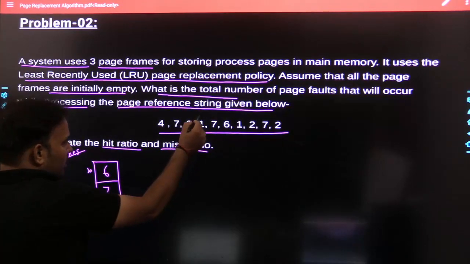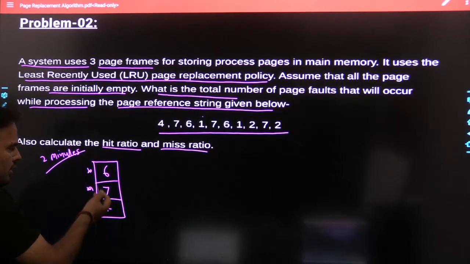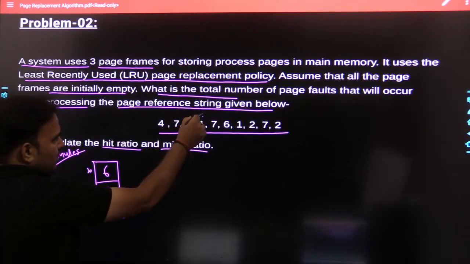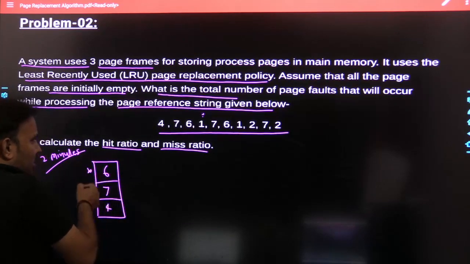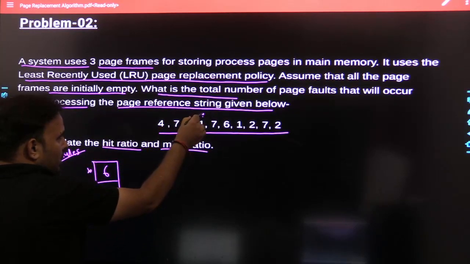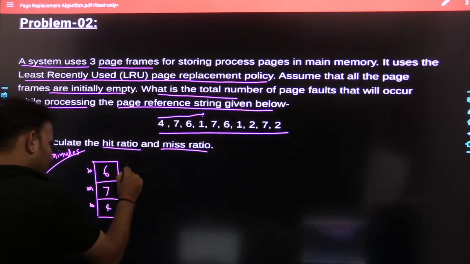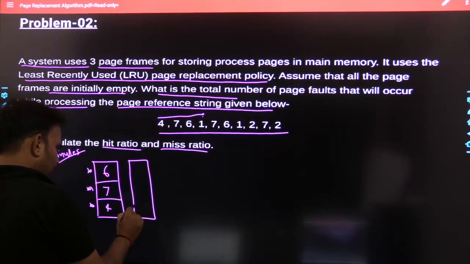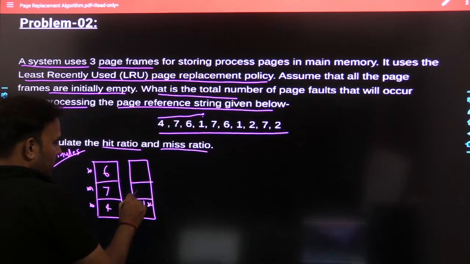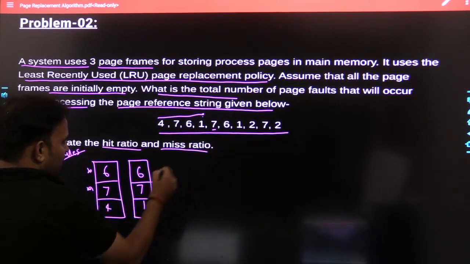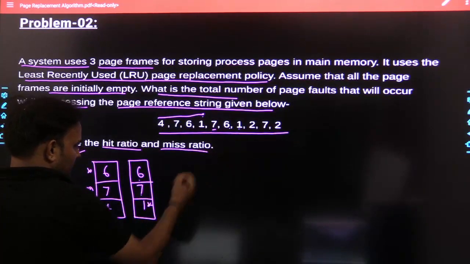When 1 comes, there is a miss. Out of 6, 7, 4, which one do we need to replace? Just go back from here. Out of 6, 7, 4, which one arrives last? We need to replace that page from main memory and put this one. 6 arrives, 7 arrives, 4 in the last. Just replace this 4 and put 1 here, and this gives a page fault. 7 and 6 after 1 give hits. 6 gives a hit. 1 gives a hit.